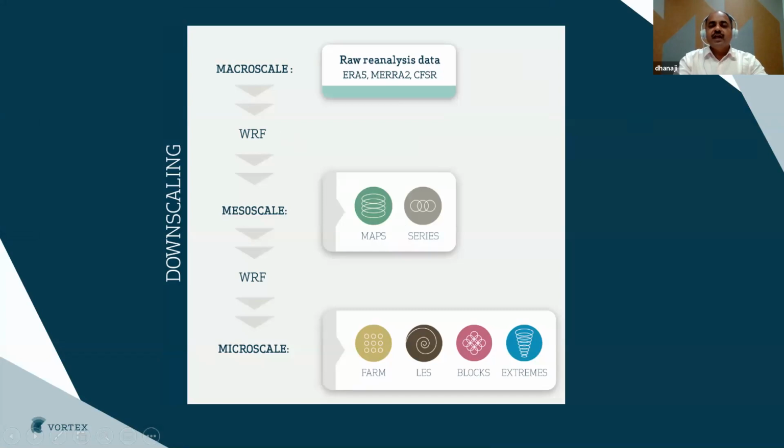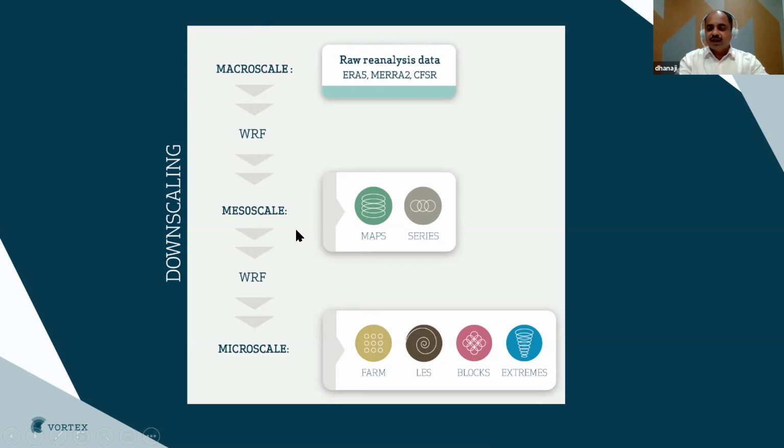We run the WRF model, and you can see the main input for the WRF model is the macro scale reanalysis data from ERA5, CFSR, and MERRA2. Then there are other inputs: terrain from SRTM at 100-meter resolution, and roughness from GlobCover at 300-meter resolution. We ingest all these three details in WRF, and we run WRF to downscale this macro scale information to mesoscale level. At mesoscale level, we deliver wind maps and hourly time series data.